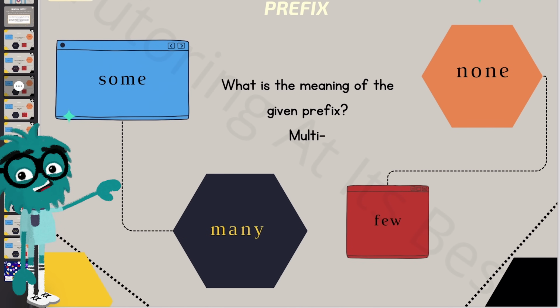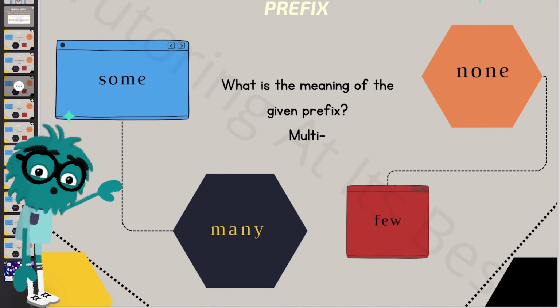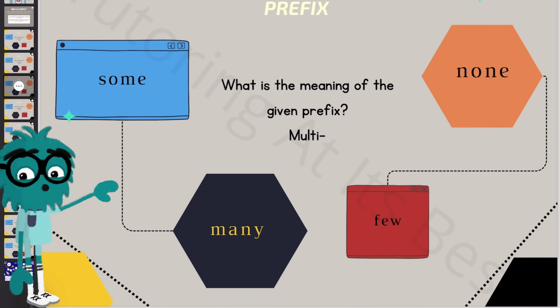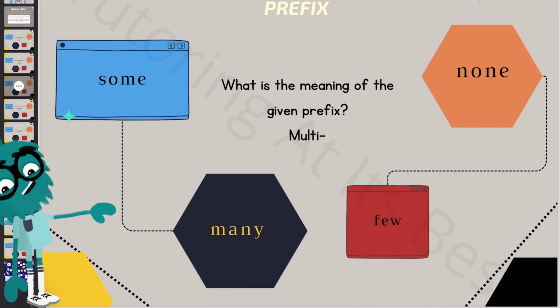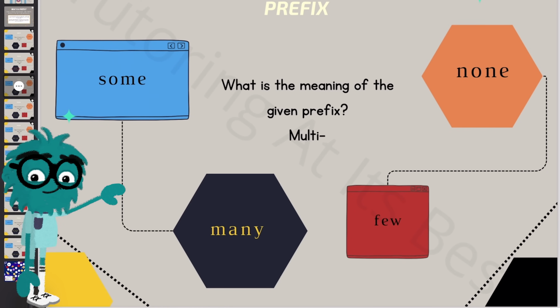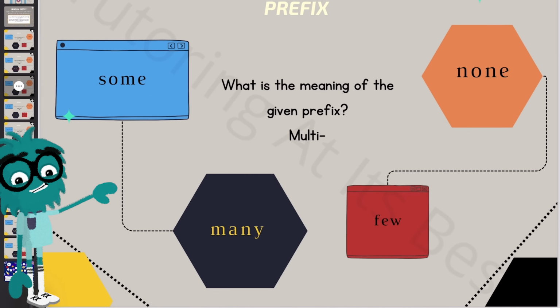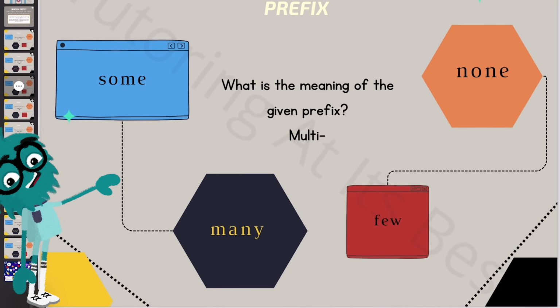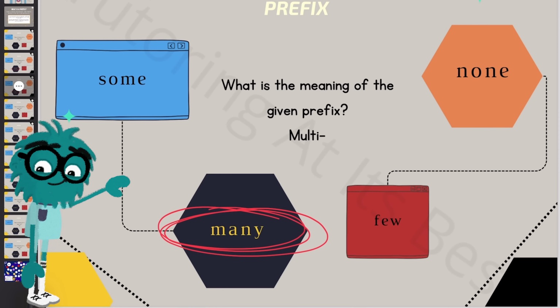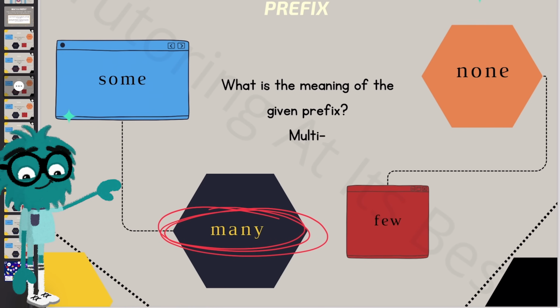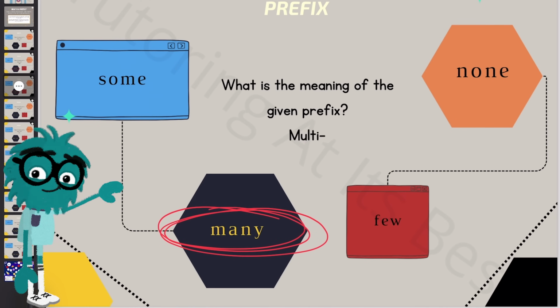Okay, question 3. What is the meaning of the given prefix multi? So multi could be seen as multilingual if you know more than one language, or multicolored if you have more than one color. So the correct answer is many. And the more practice you do, the better it will be. So repetition is key.